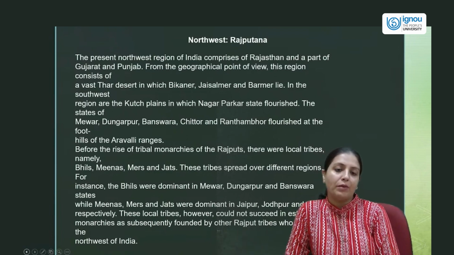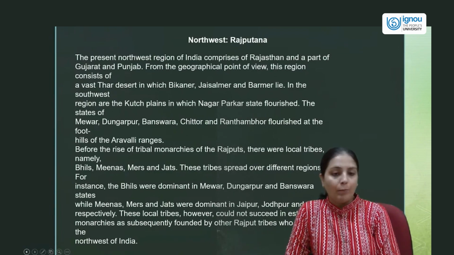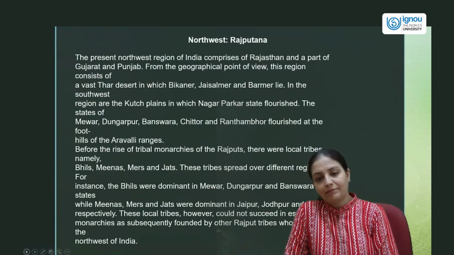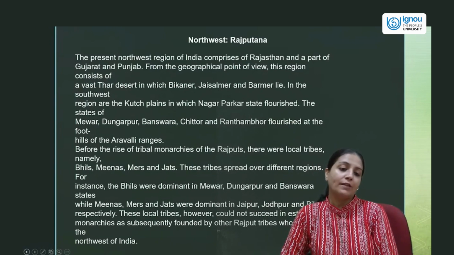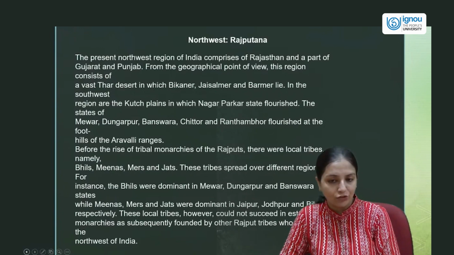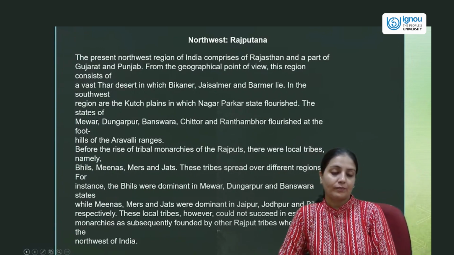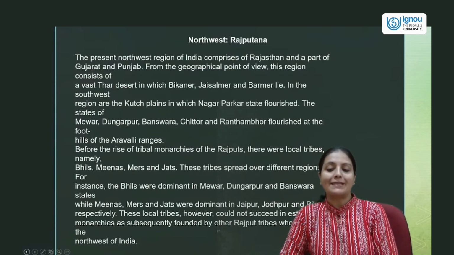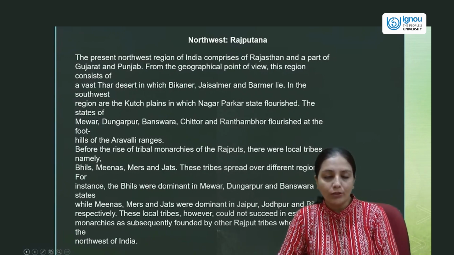Before the rise of tribal monarchies of Rajputs, there were local tribes, namely Bhils, Minas, Mairs, Jats. These tribes spread over different regions. For instance, the Bhils were dominant in Mewar, Dungarpur, Banswara states, while Minas, Mairs, and Jats were dominant in Jaipur, Jodhpur, Bikaner, respectively. These local tribes could not succeed in establishing monarchies as subsequently founded by other Rajput tribes who came from the northwest of India.